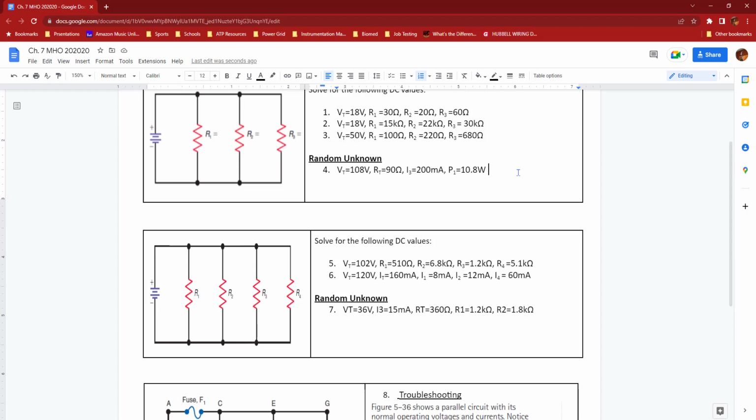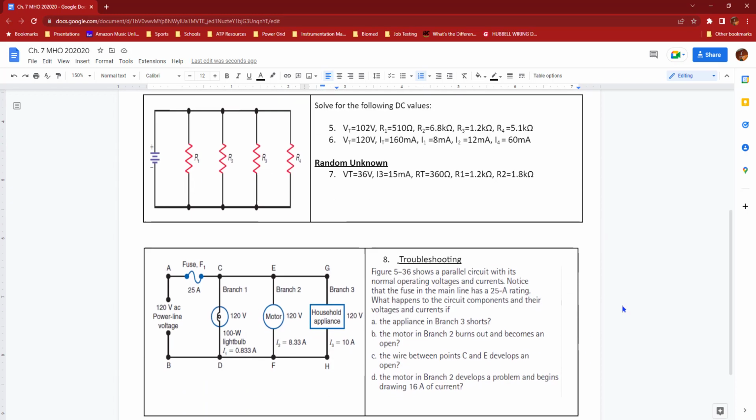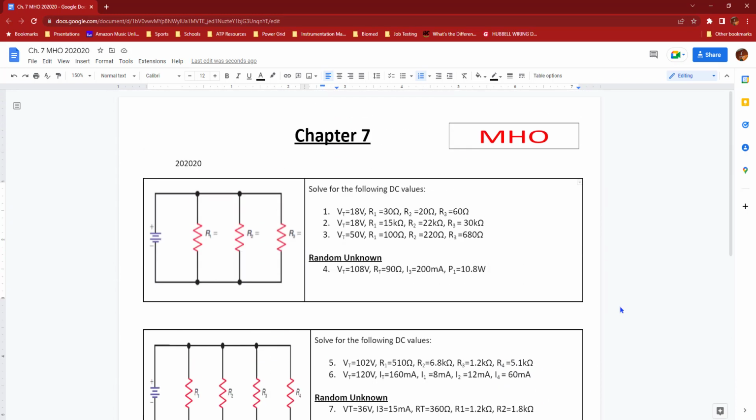Only 1 through 7 are on the Chapter 7 Canvas answer sheet assignment. So number 8 is not on that assignment, and we can do number 8 in class together, or I will make a separate video showing how to solve number 8.